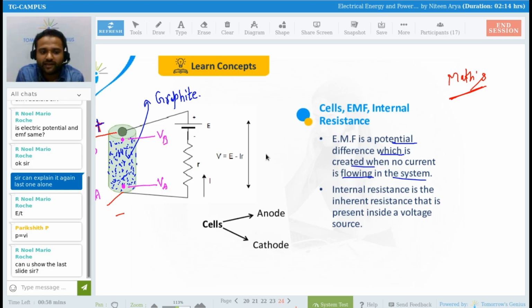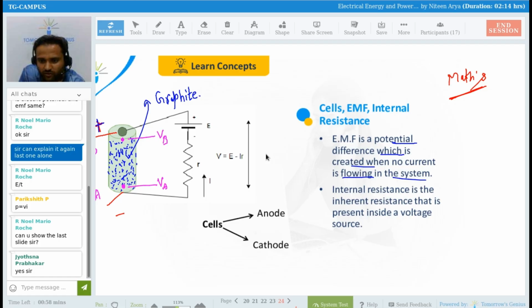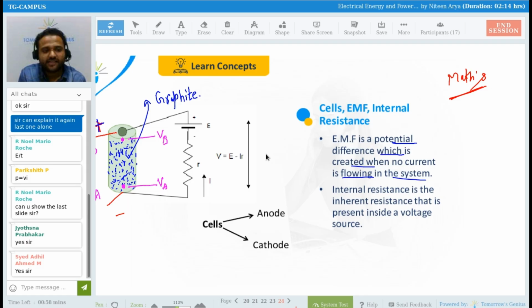Is this clear, beta? Someone asked me about EMF and this potential difference. This is, you can say, a potential difference for a special case where current is not flowing in the circuit. That particular potential difference is known as EMF. Clear, everyone? I think Noel asked me this question, or maybe Sayed, or maybe Trivita. Is this clear, everyone? EMF is a potential difference which is created when no current is flowing in the system.